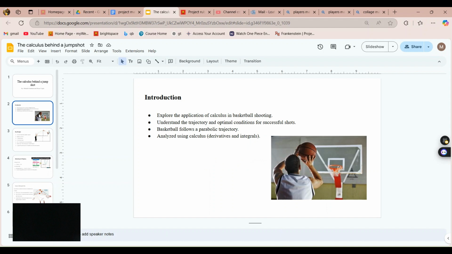Exploring the application of calculus in basketball shooting, understanding the trajectory and optimal conditions for successful shots, the way the basketball follows a parabolic trajectory, analyzed using calculus, derivatives, and integrals. That's all we will be talking about today.